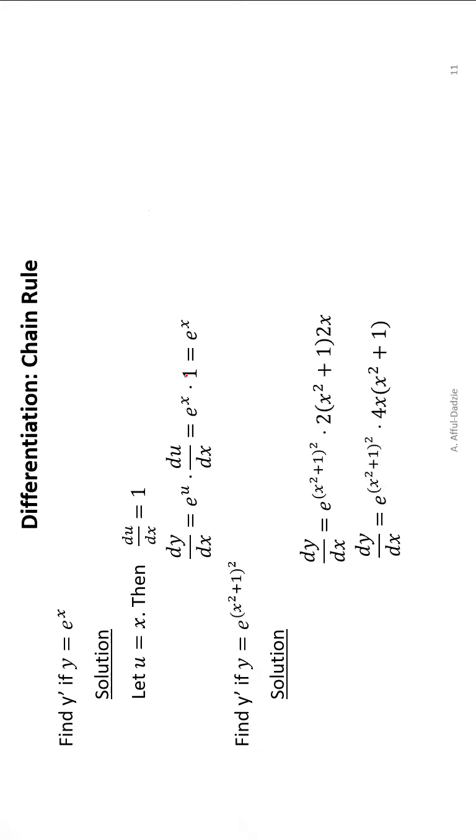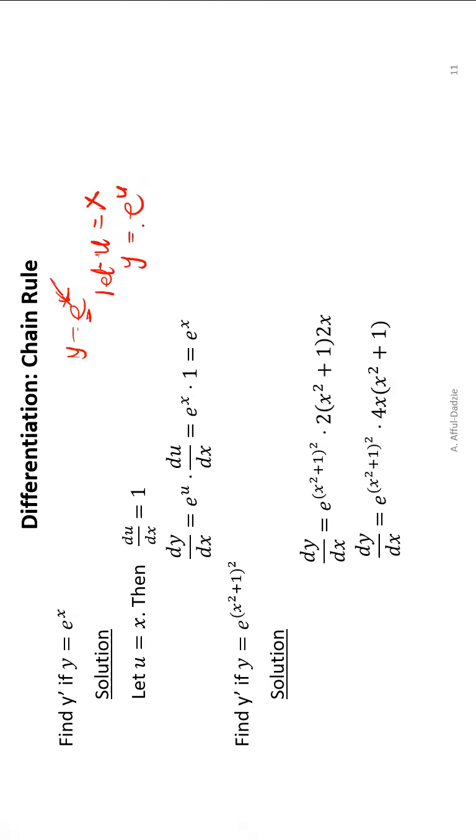Okay, so let's try some examples and see. So here we have this function, say y equals e to x. Okay, so what we're trying to do here is to say that this is the outer function, this is the inner function. Let the inner function be equal to u. So let u be equal to the inner function, okay? So that our y will now be e to the power u, okay?